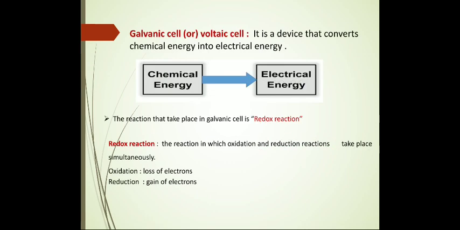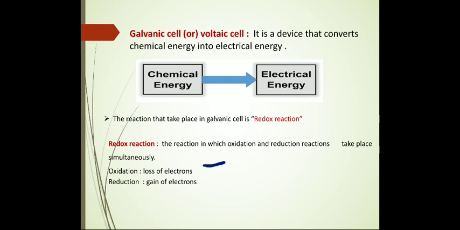Let's discuss our topic. Galvanic cells are also called voltaic cells. It is a device that converts chemical energy into electrical energy. In the galvanic cell, the reaction that takes place is a redox reaction. So what is a redox reaction? The name itself indicates it: redox. Reduction and oxidation take place simultaneously. Those reactions are called redox reactions.